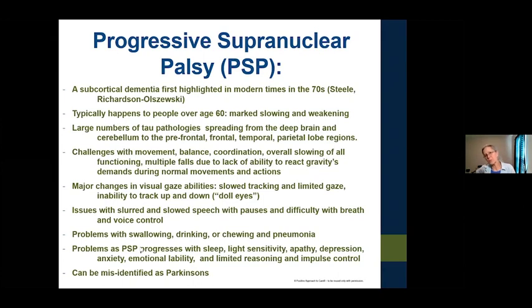This progressive supranuclear palsy is a subcortical dementia. So it's not so much highlighting the cortex, the occipital, the frontal, the temporal, and the sensory motor, the parietal and frontal. It's actually below that a little bit. And we're talking about people over the age of 60 as a rule. The main thing that we notice at first is they're slowing down. They have a slowing of everything, and a weakening. The hallmark of this one is a weakening. They just are weak. They're getting so weak, and they're slow, and they describe themselves that way.